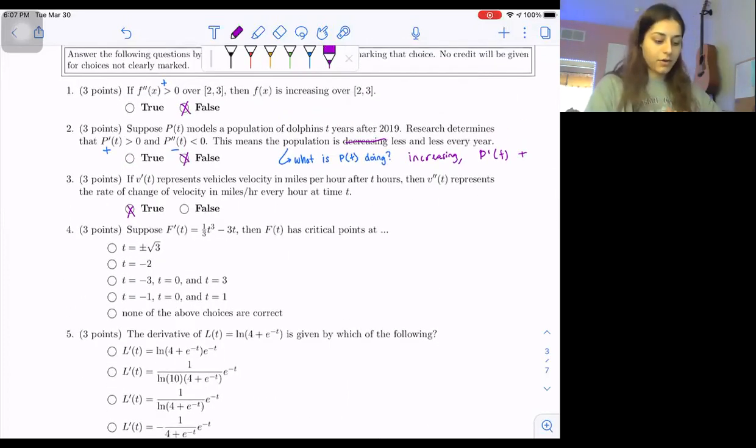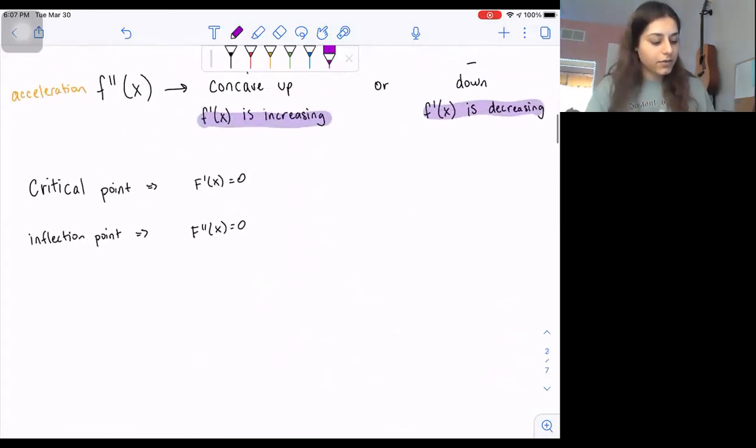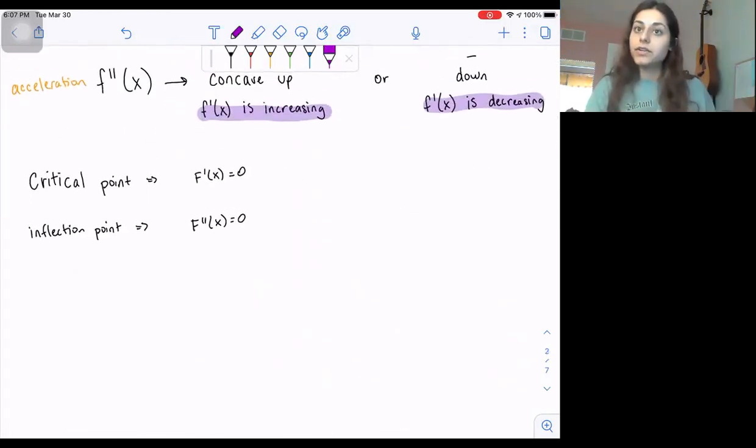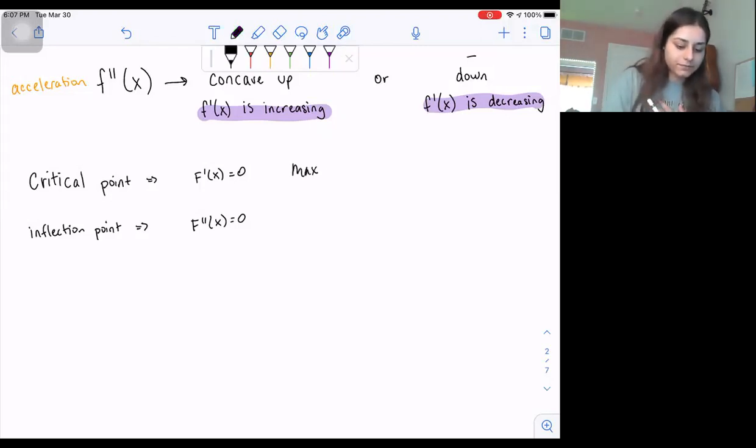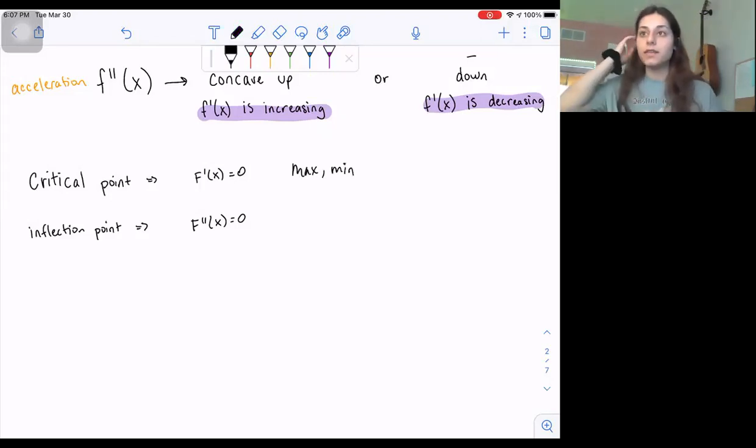Okay, number 4, suppose the derivative of f of t equals that, then f of t has critical points at... Okay, so when we're looking at critical points and inflection points, we know that critical points are when the first derivative equals 0, and inflection points are when the second derivative equals 0. So in this case, they're asking for critical points, so we want to set the first derivative function equal to 0.